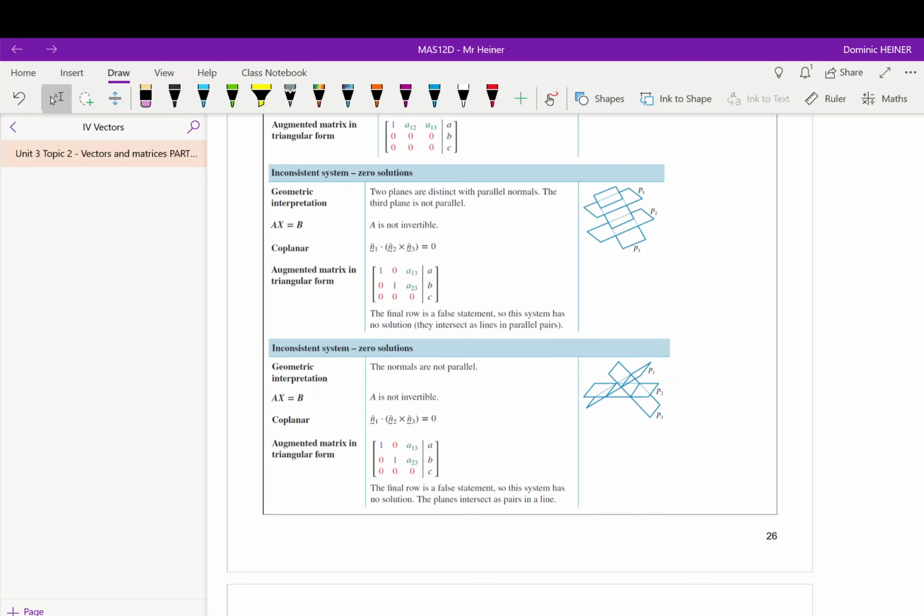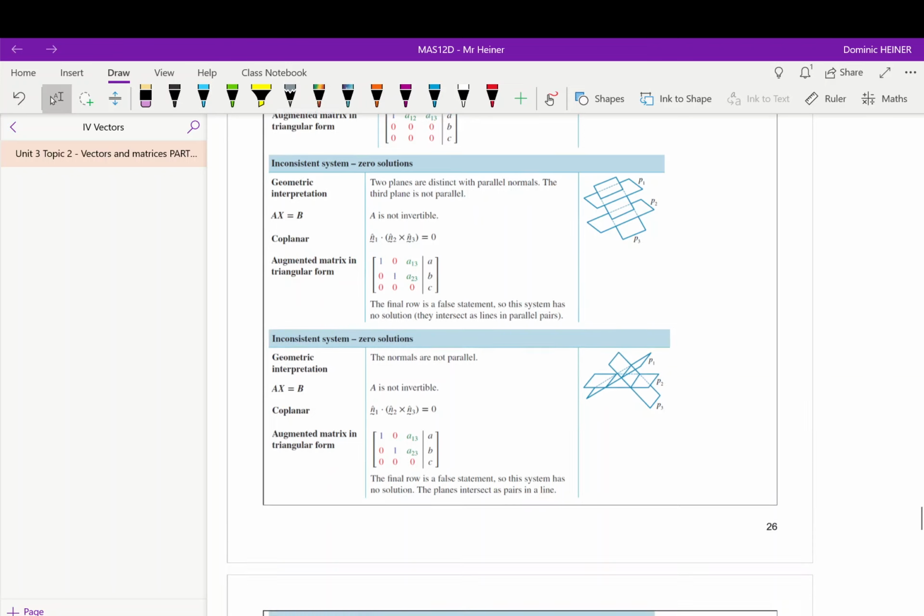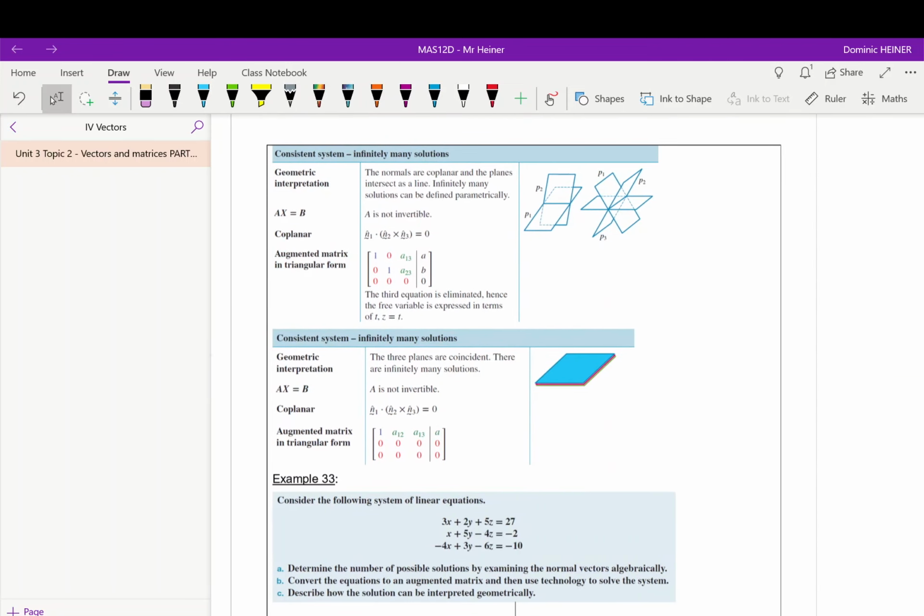Okay, and the other case is where the normals are not parallel, but we still have an inconsistent system, so no possible solutions there. We also have a consistent system with infinitely many solutions, if the three planes share the same line between them. And then another consistent system with infinitely many solutions where they're all occupying the same space, overlapping. We can see their scalar triple product is equal to 0 there as well.